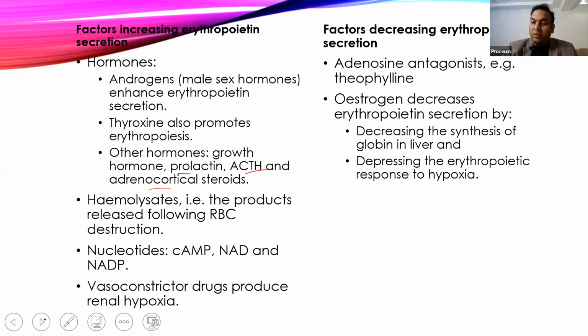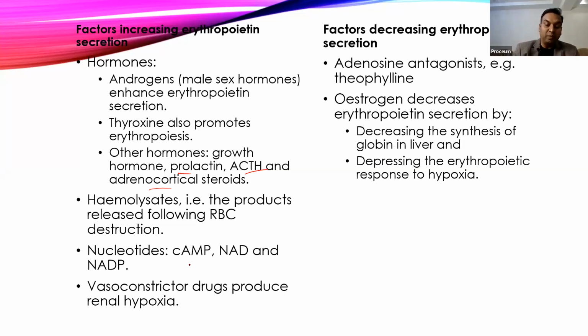Then another important factor is hemolyzate. Hemolyzates are the products of RBC destruction. Whenever RBC is destroyed, fragments of the RBC are released into the blood, and those products are called hemolyzate. And this hemolyzate will directly act on the juxtaglomerular apparatus and increase formation of more erythropoietin, and it also directly acts on the bone marrow and increases formation of more and more RBC.